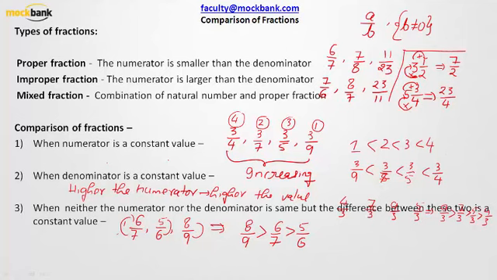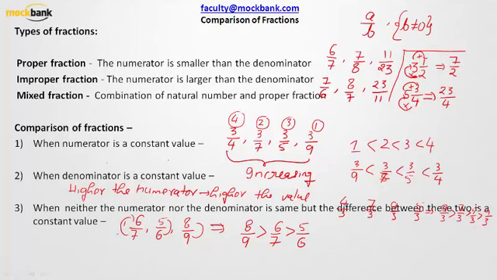So what did we say? Whenever the numerator and denominator are both not the same, but the difference between denominator and numerator is the same, in all these cases, the higher the denominator, the higher is the value, and that is how we will be writing our fraction values in increasing or decreasing order.